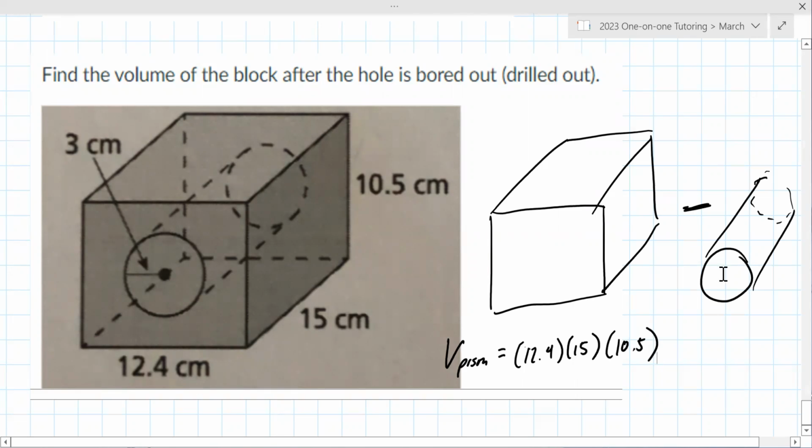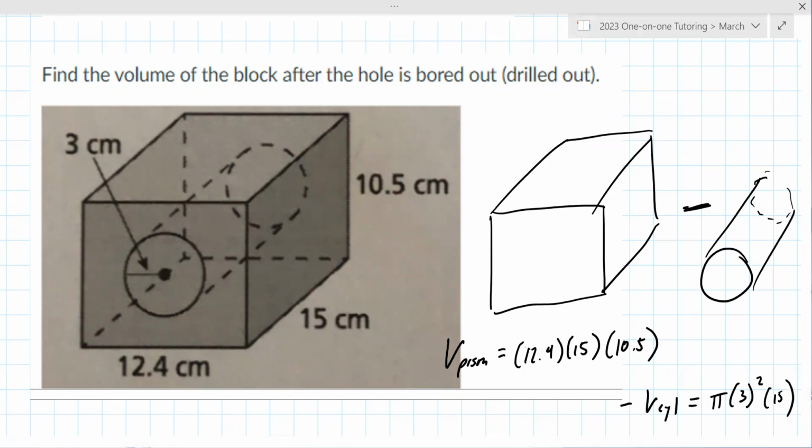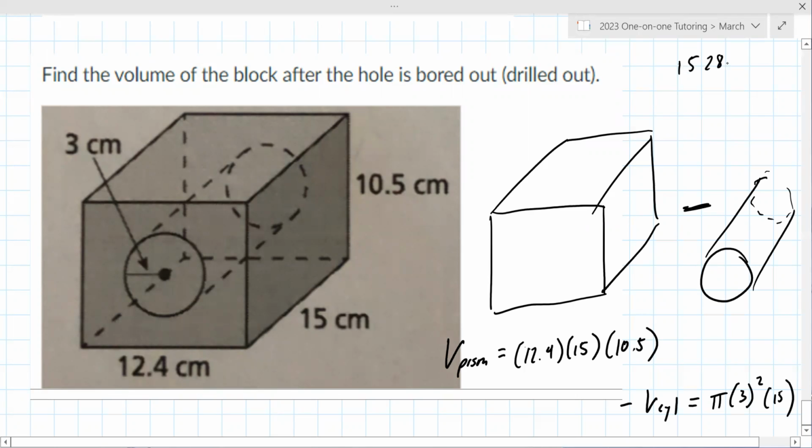The cylinder here, you're going to subtract the volume of the cylinder, which is pi r squared. The r is 3. What is the height of this cylinder? It's really kind of the length in this case. 15. Very good. Do you have a final answer or just the intermediate answers? I got an answer, but I don't think it's right because it seems really big. For the total answer, I got 1,528.88.